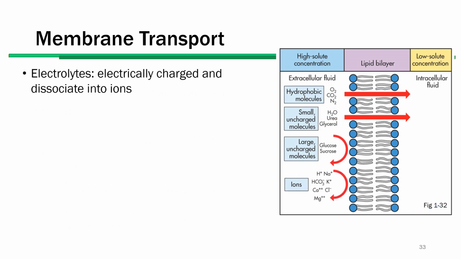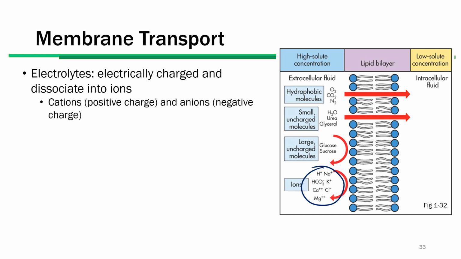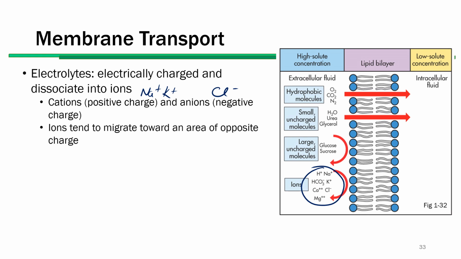Electrolytes are electrically charged and they dissociate into ions. So anything that has these positives and negatives are ions. They carry an electrical charge. Cations are positive charge and anions are a negative charge. So your cations are things like sodium and potassium, and anions would be things like chloride. Ions tend to migrate toward an area of opposite charge. So not only do they move by their concentration, but charge also has an impact. If they're anions, they're going to move towards a positive charge because anions are negative. If they're cations, they're positive, so they're going to move towards a negative charge. So that kind of complicates the picture sometimes.